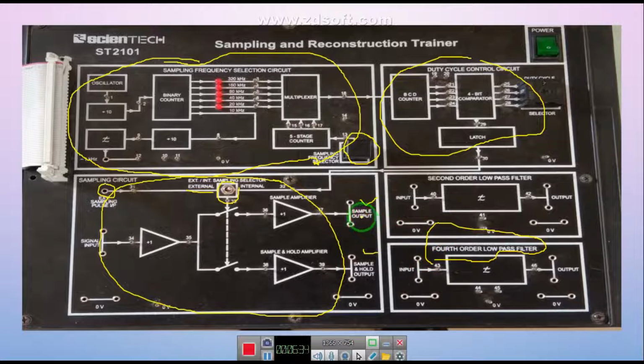So you can apply it to either of the filters, and at the output we are going to observe the waveform, to see whether the waveform that is transmitted from here and the waveform that we received are the same or not. So guys, we would now see the step by step procedure of how to perform the practical.